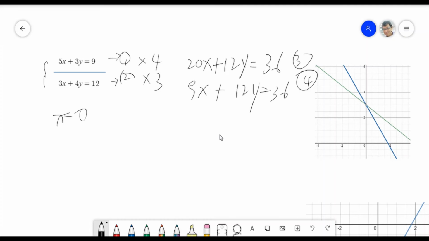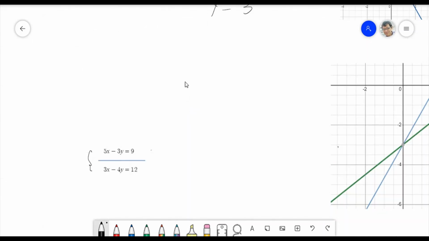Of course, you can also solve that, no issue. You still find that x equals 0. So if x is 0, let's go to equation 4. So 0 plus 12y equals 36. So y equals 36 over 12. y equals 3. Right? Okay, so that's that one.